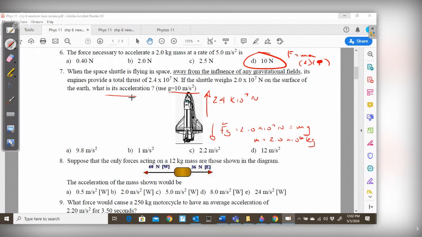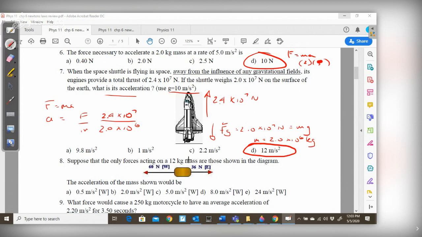And they want to know what's its acceleration. Well, F is equal to ma. So a is equal to our F divided by our m. Our force is 2.4 times 10 to the 7. Our mass is 2.0 times 10 to the 6, and that comes out to be, when you do your Casio FX260 solar, 12 meters per second squared.